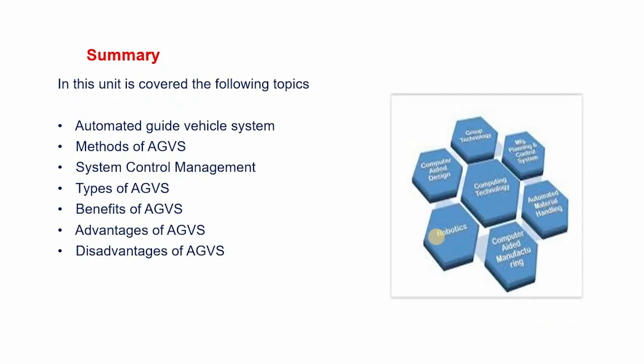Learners, so far we have covered various topics in automated guided vehicle systems, such as what an automated guided vehicle system is, methods of automated guided vehicle systems, and systems control management, how we can control the various paths in the system, types of automated guided vehicle systems, benefits and advantages of automated guided vehicle systems, and disadvantages of automated guided vehicle systems.